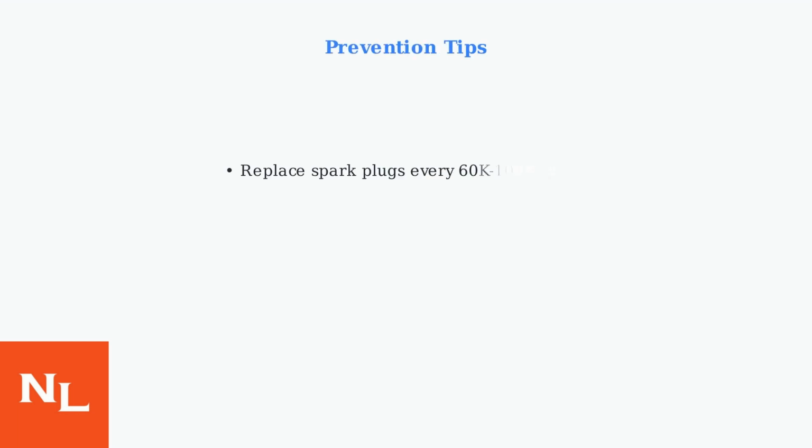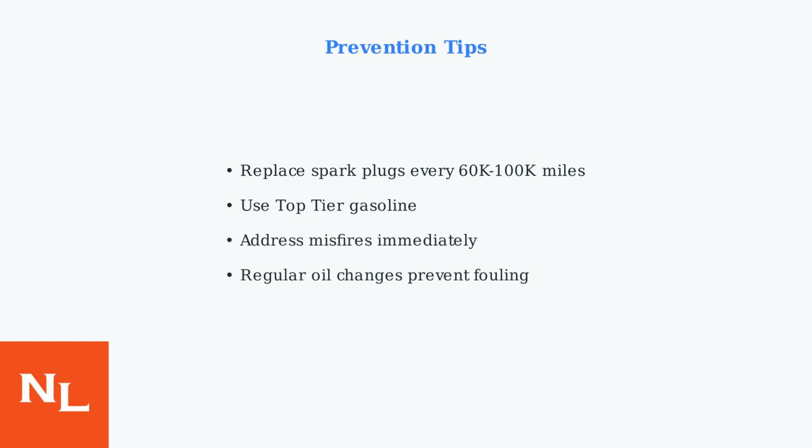Prevention is key to avoiding future P0301 codes. Replace spark plugs every 60,000 to 100,000 miles, depending on your vehicle. Use top-tier gasoline to prevent carbon buildup and address any misfires immediately to protect your catalytic converter from damage.